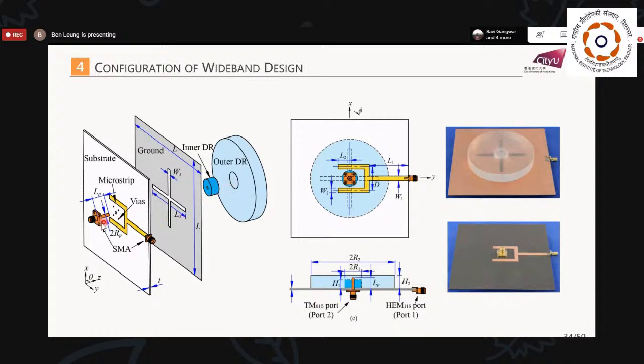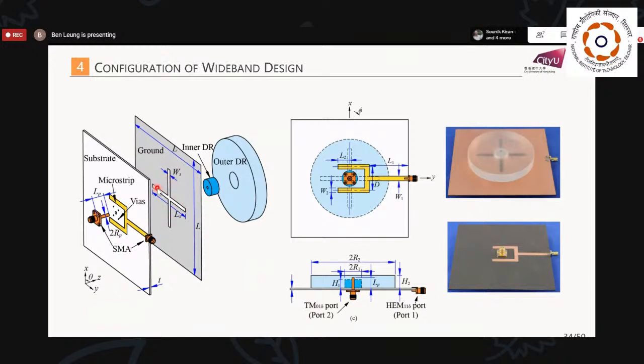And we have the probe feed. This is the probe which feeds the DRA at the center position. So here, this is the center position. We have a probe. And we have a slot-fed HEM11δ mode. We use a fork-shaped feed to feed the slot at this point and this point.